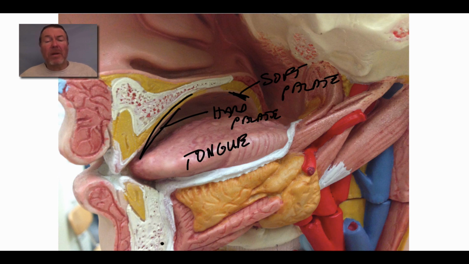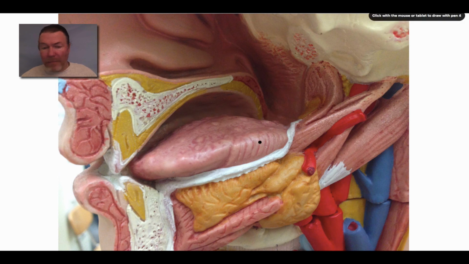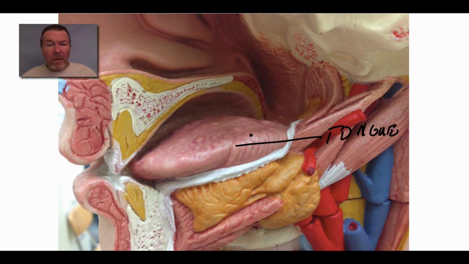Yeah, those are the parts of the mouth that you need to know. So one more time here, you have the tongue. This is the hard palate here. This is the soft palate here. Okay? All right. That's the end of the discussion.